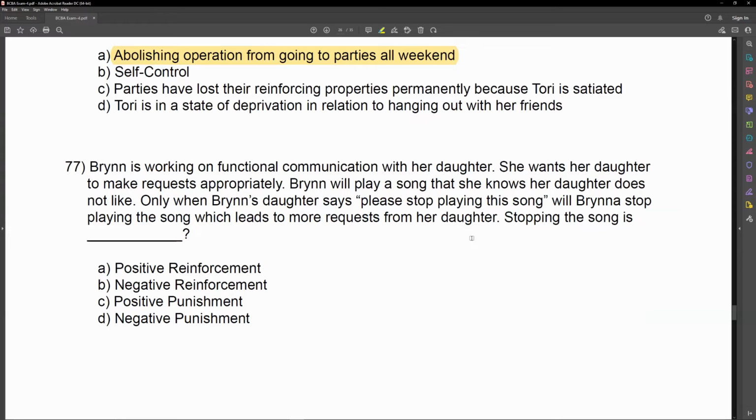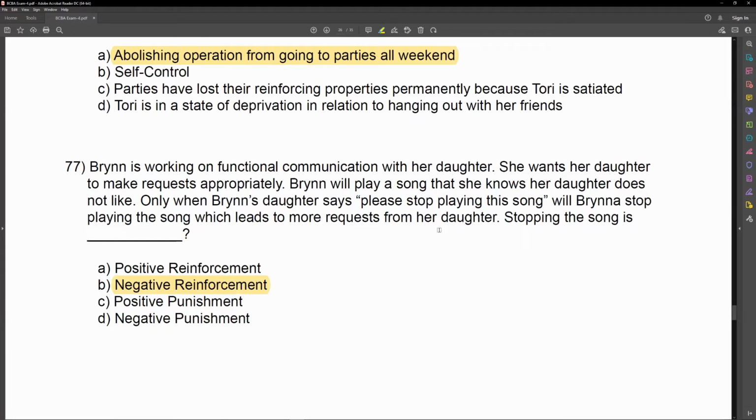Now we look, was something added or something taken away? Well, Bryn's daughter makes the request. Bryn stops the song. She takes away the song, right? And then the behavior increases. Removal, right, is negative. So after the request, the song is removed, the behavior increases. What are we looking at? We're looking at negative reinforcement. Stopping the song is negative reinforcement.